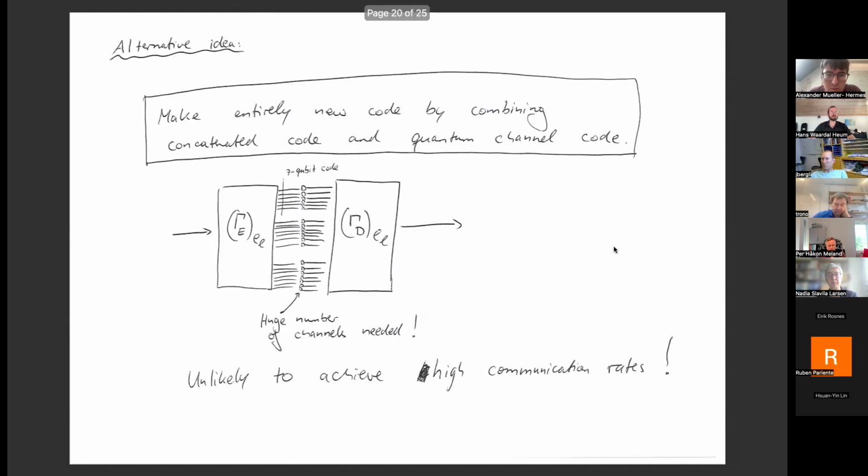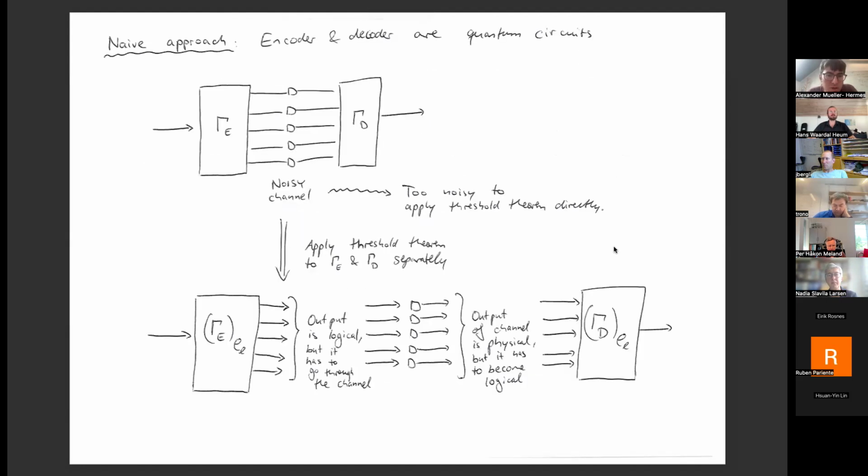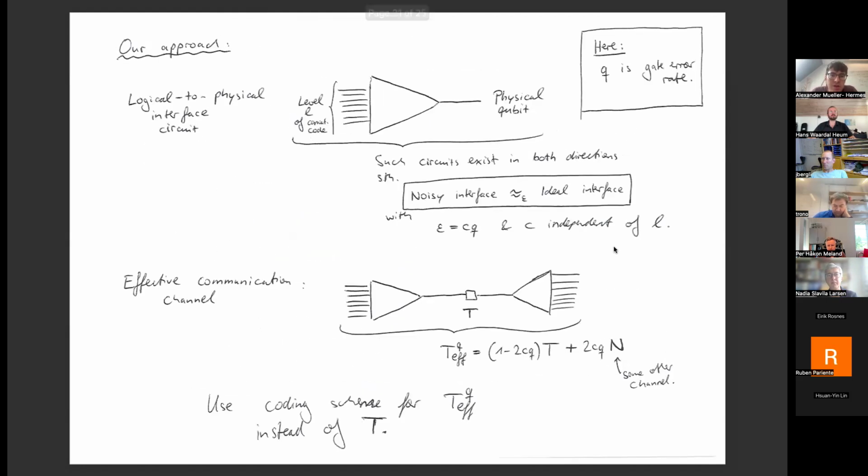So this is a problem, right? When we put things together. Our idea, it's simple, is to put in an interface. In particular, we want to put in a logical to physical interface circuit, where on one hand we have the level L of a concatenated code, and on the other hand we have a physical qubit. Remember that the concatenated code encodes a single qubit, so we should be able to translate this logical information to a physical qubit. Such circuits exist, and they are not too difficult to build, but they have an obvious problem: they cannot be fault tolerant.